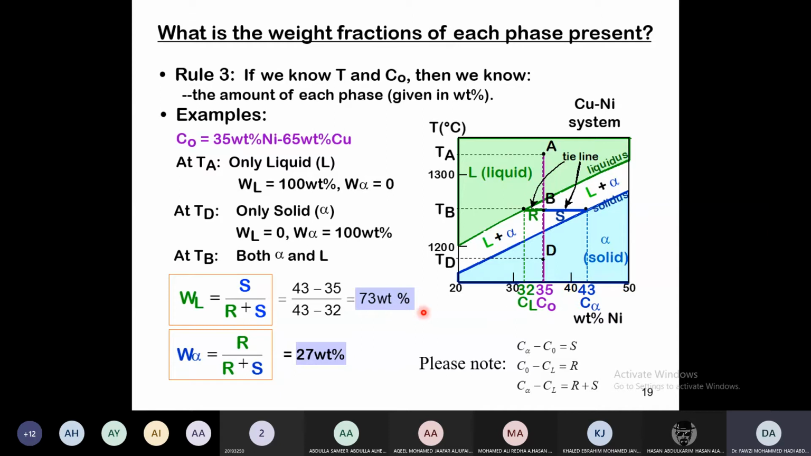Of course, it is 73% by weight only. There is nothing else. We are not looking at composition here.